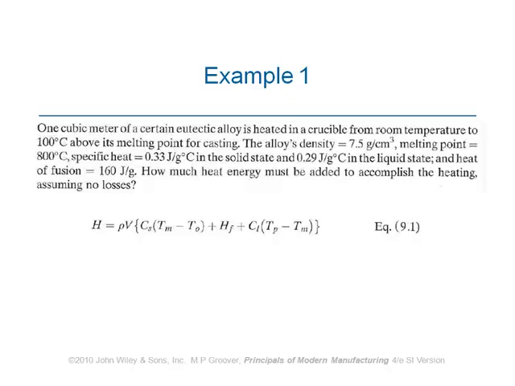Okay. So 1 cubic meter of a certain eutectic alloy is heated from room temperature to 100 degrees above its melting point. Now we know the reason. The alloy's density is given, the melting point is given as 800 degrees C, the specific heat is given in the solid state, and that much for the liquid state. And the heat of fusion is also given. How much heat energy must be added to accomplish the heating task, assuming no losses?